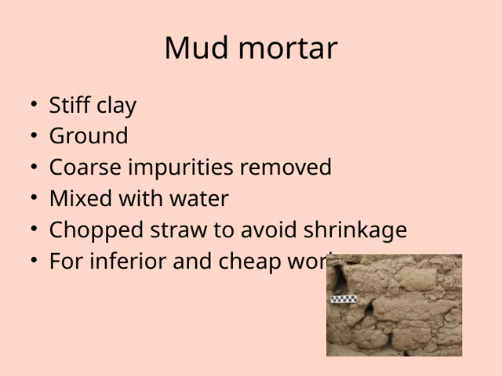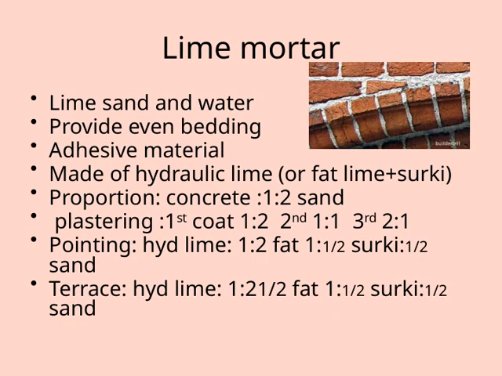Let's talk about lime mortar, a traditional and effective binding material. It mainly consists of lime, sand, and water. The key is to provide an even bedding, which ensures good adhesion and stability. Lime mortar acts as an adhesive material, holding the bricks or stones securely in place. The lime used here can be hydraulic lime, which sets underwater, or fat lime combined with surkhi, a type of crushed brick or terracotta. When mixing for general purposes, the proportion is typically 1 part concrete to 2 parts sand.